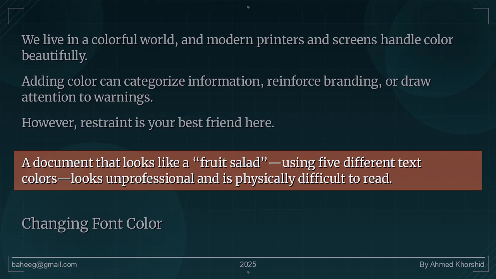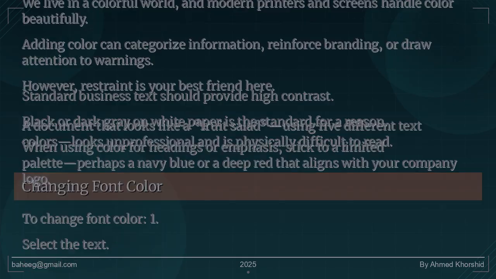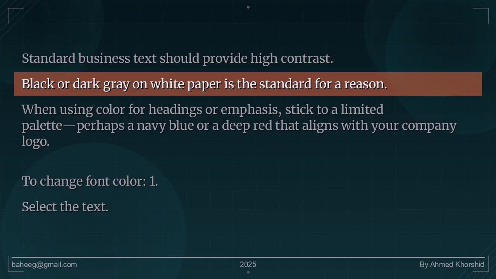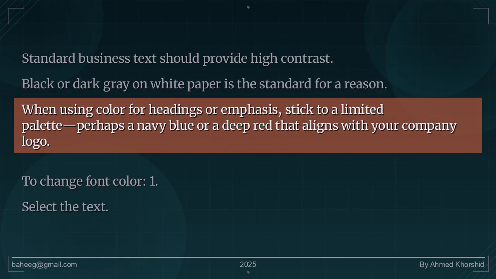A document that looks like a fruit salad using 5 different text colors looks unprofessional and is physically difficult to read. Changing font color. Standard business text should provide high contrast. Black or dark gray on white paper is the standard for a reason. When using color for headings or emphasis, stick to a limited palette, perhaps a navy blue or a deep red that aligns with your company logo.